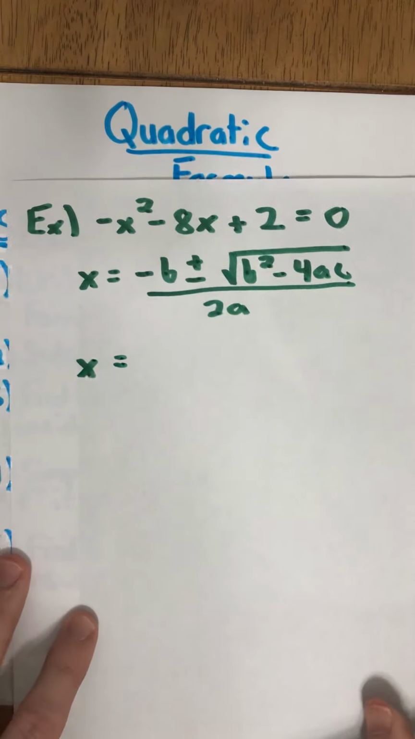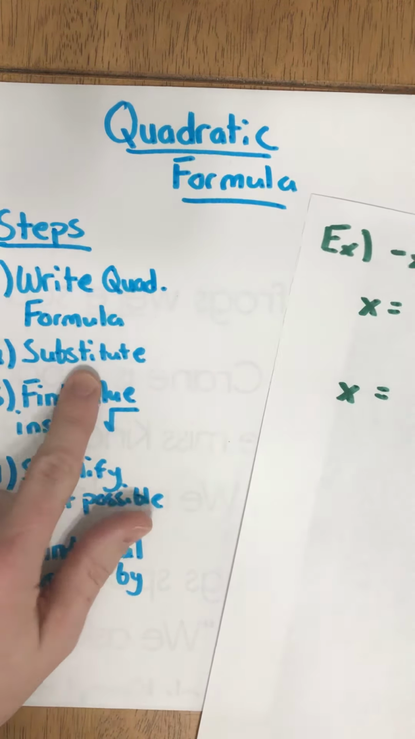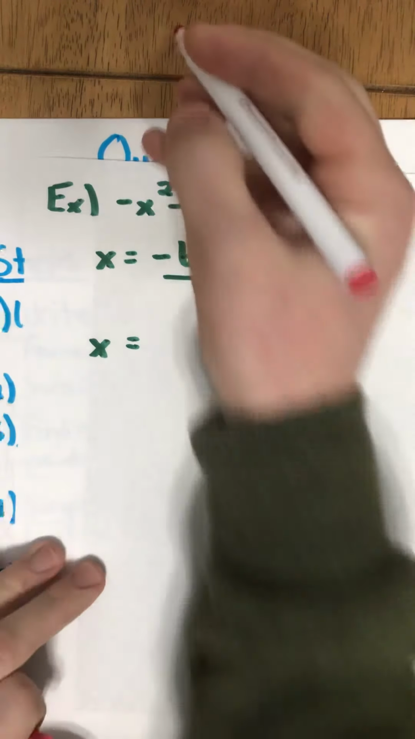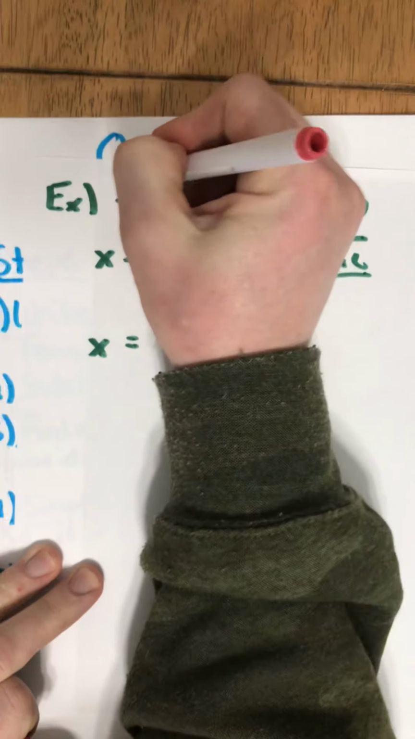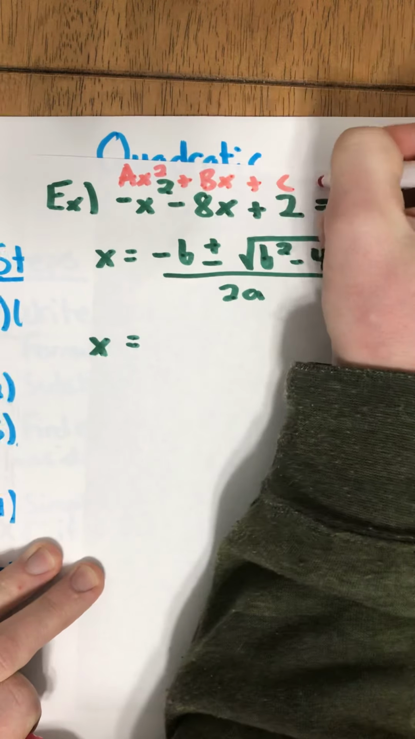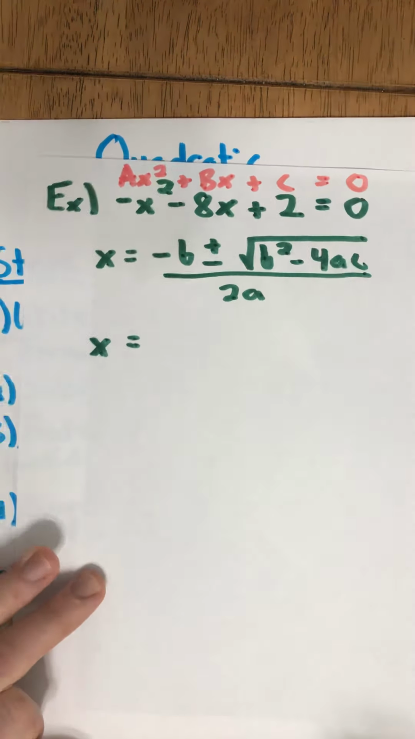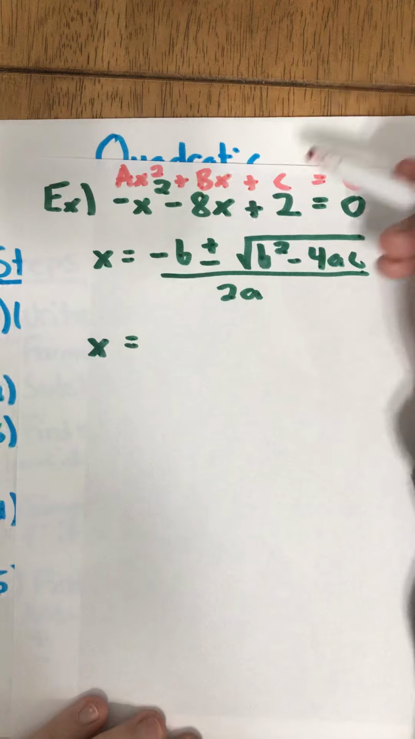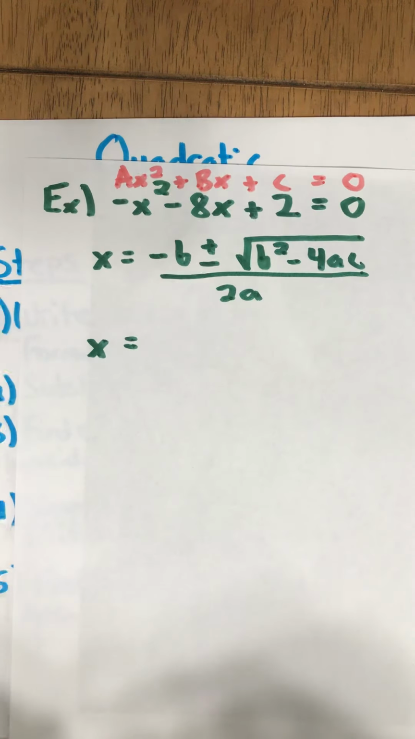All right, step 2. I'm going to substitute in my values. Okay, so again, if you need to, don't be afraid to put your a, your b, and your c in here. I'll write it above so you can see where I'm getting these values. So my a is -1, my b is -8, my c is 2.